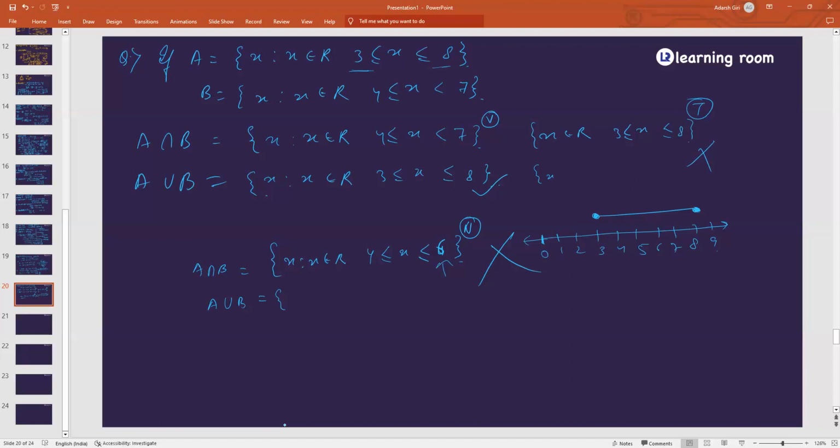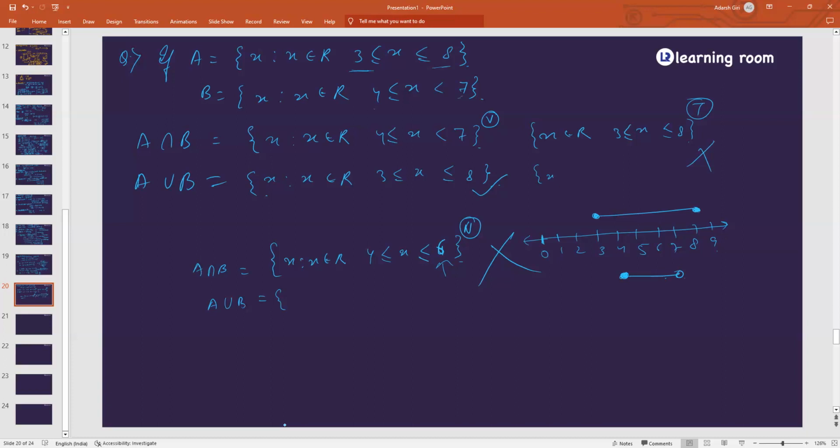Now B should start from 4 and end at 7, like this. Yes or no? Yes, sir. Ritika? Yes, sir. Nivedita? Yes, sir, understood. No, what are you looking at? Sir, I had marked it as 4. 4 and 7, it should be like this, because we don't have to contain 7. See here. And we have to contain 4. So I'll make a solid circle at 4 and a hollow circle at 7.